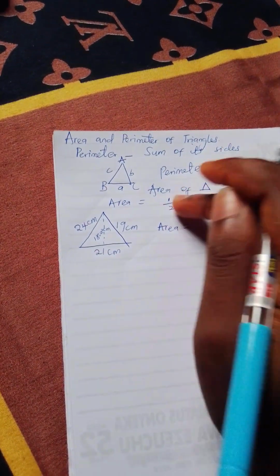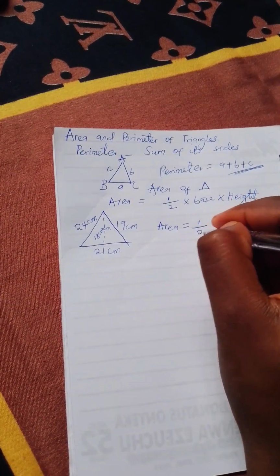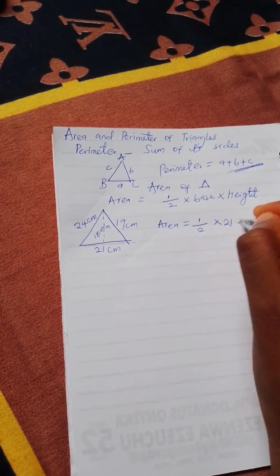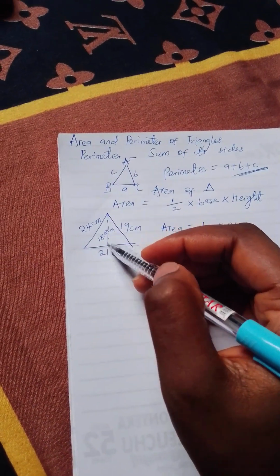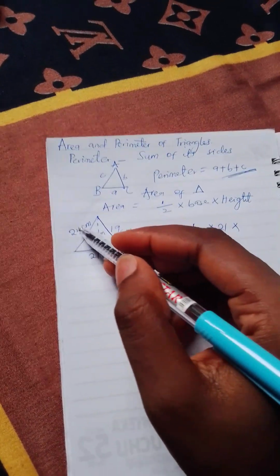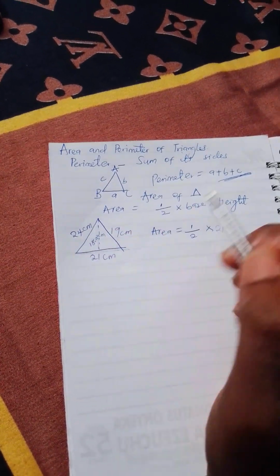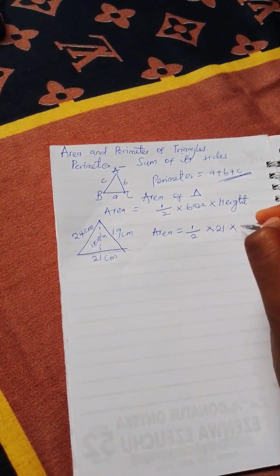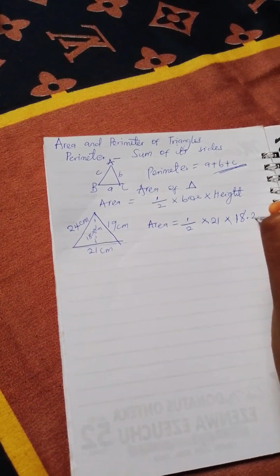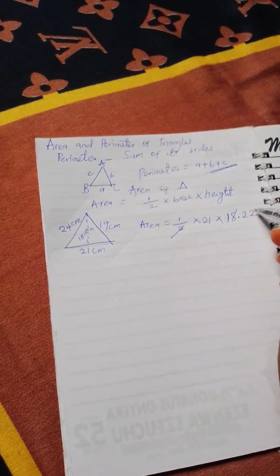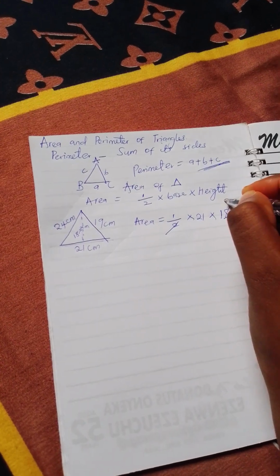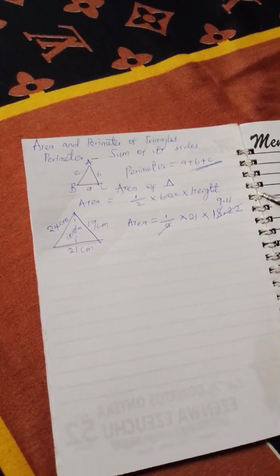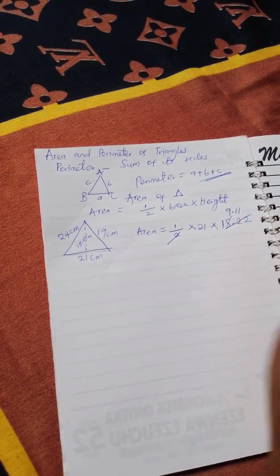The area is half base times height, so I'm going to be having 1/2 multiplied by the base, which is this down part, multiplied by the height, which is the longest part of the triangle. Don't make the mistake of mistaking the sides as the height. No, the height is the perpendicular distance. So I'm going to be having multiplied by 18.22. So I can just cancel out and I'm having 9.11 here.